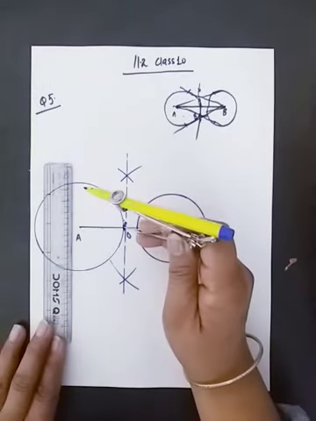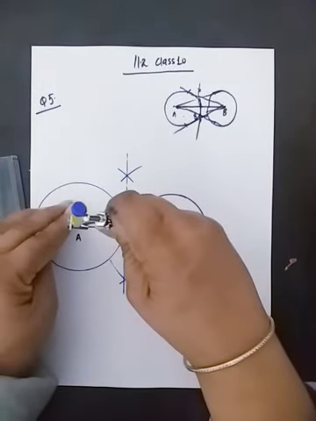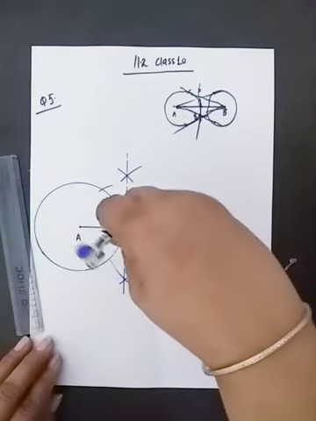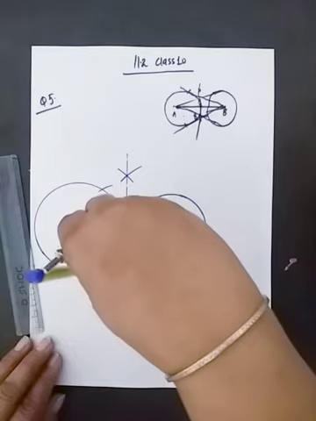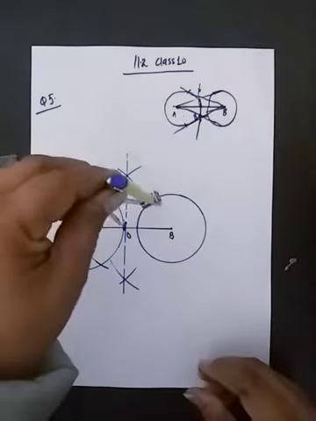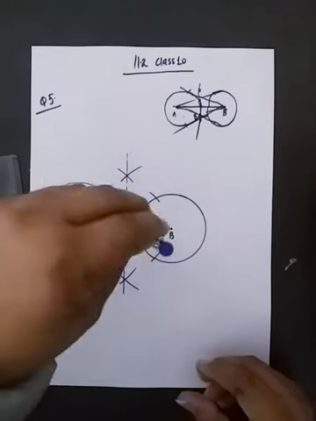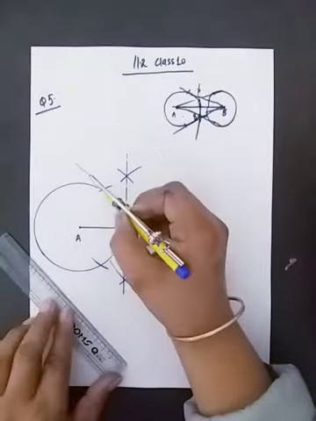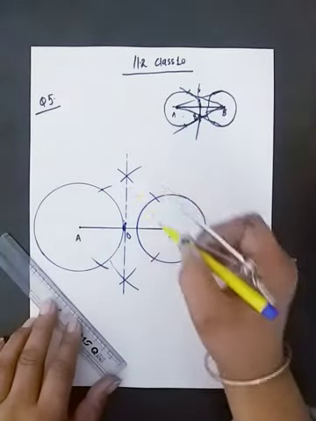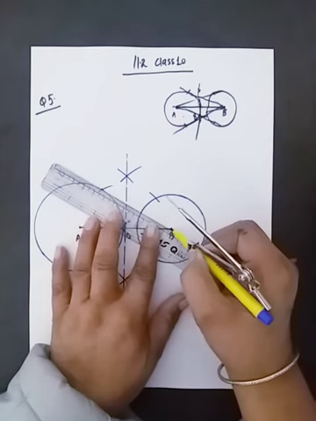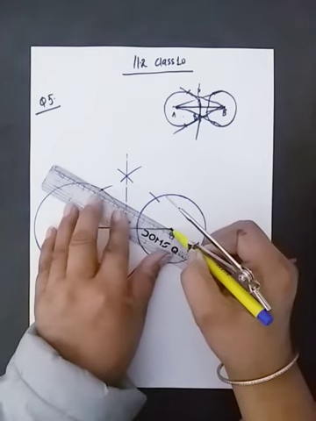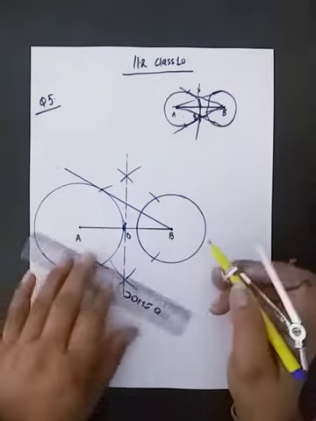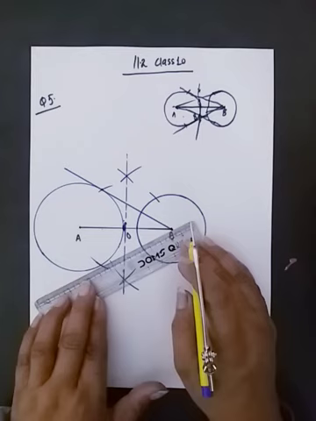Now taking O as center and OA as radius, we have to mark two arcs on our first circle. And for the second circle also, we have to mark two arcs with same radius. Now we have to join and we will get two tangents. Now the arcs of first circle will be joined with point B, because on first circle we are drawing the tangents from the center of the other circle. So B is the center of our second circle.